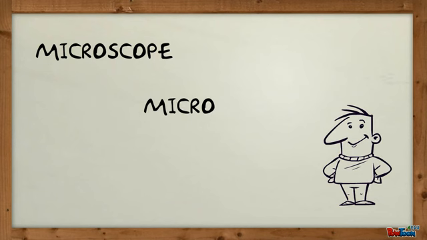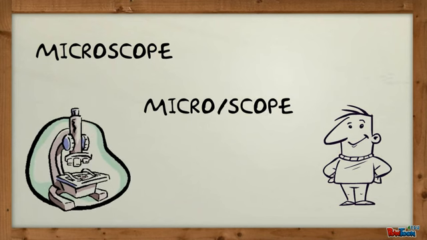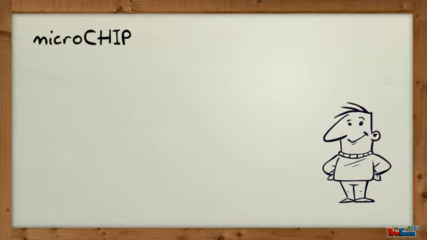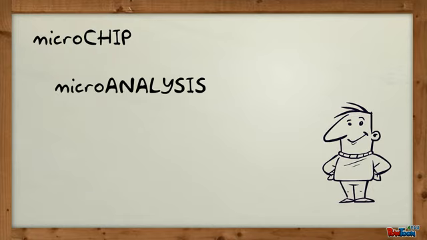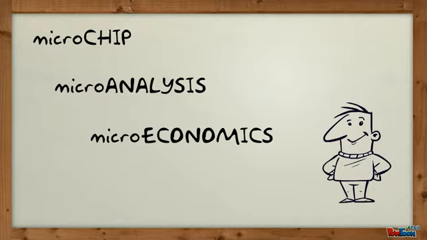So let's start with the word microscope. You know that scope means to look at, so it makes sense that a microscope is something you use to look at something small. And in most cases, micro does mean small. Microchip, microanalysis, microeconomics even. You might not know the specific meaning of those words, but you should know that micro there means small or taking things down to the smallest level.